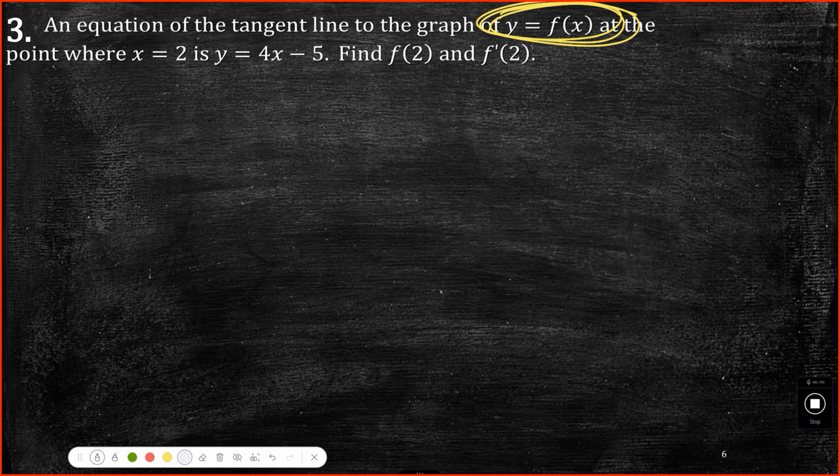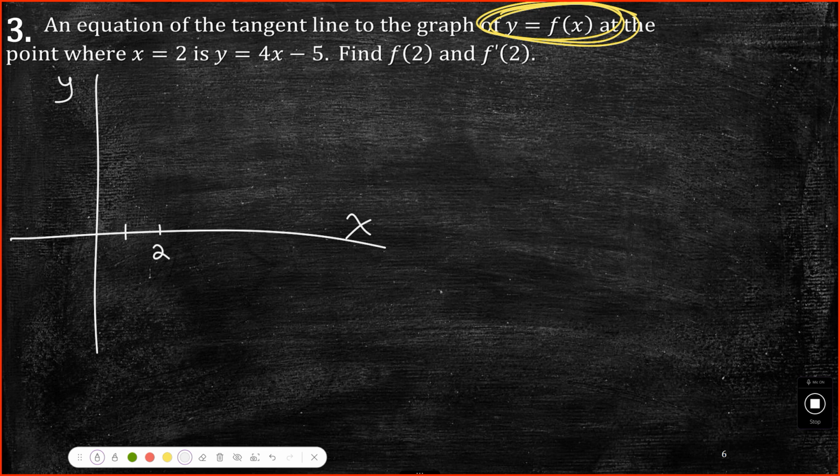Let's draw a graph here. This is x and this is y. The tangent line at the point where x equals 2 is y equals 4x minus 5. Let me graph this tangent line. It's going to be negative 5 at the y-intercept, and it has a slope of up 4 over 1. So 1, 2, 3, 4 over 1. It's very rough, but I got this graph going something like that.